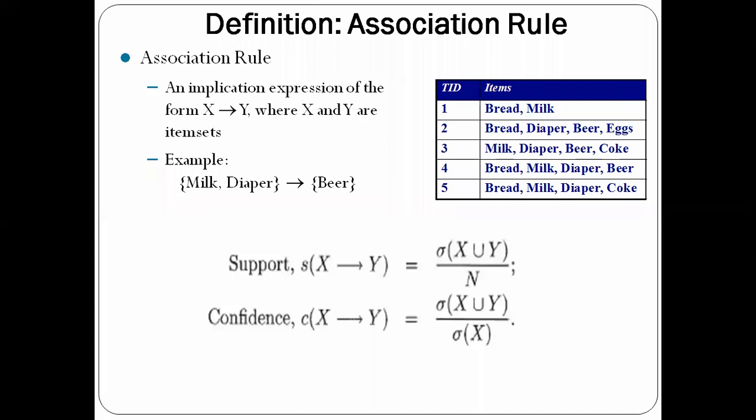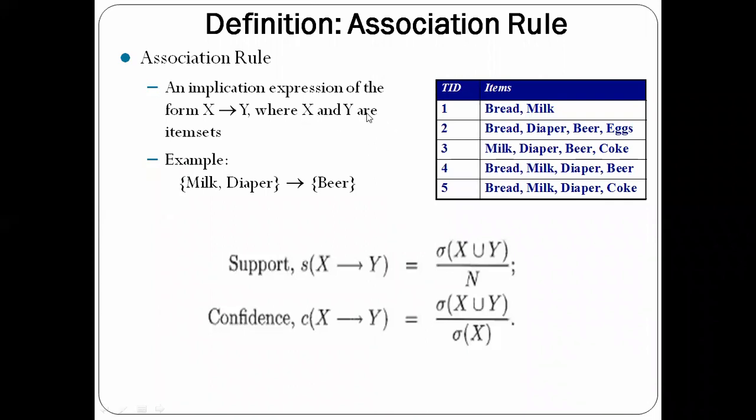See, an association rule will be expressed in the form of an implication, that is X implies Y. So X implies Y stands for the association rule, the implication rule. And here both X and Y are item sets. I'll give you the example, you'll understand it. An association rule will be present in the form of an implication expression.